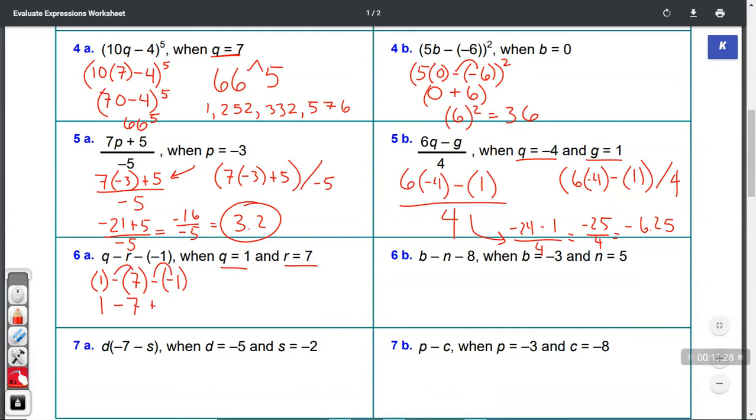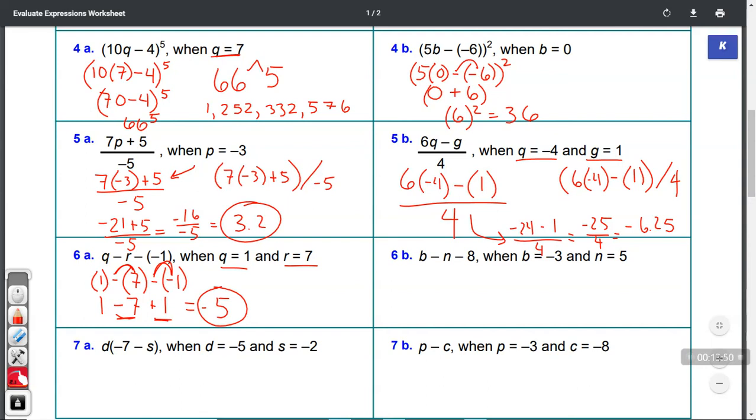Minus negative 1, however, I'm going to change that to plus 1 because, again, negatives make things the opposite. Take a look. The negative made this 7 the opposite. That's why it's a negative 7. The negative made the negative 1 the opposite. That's why it's a plus 1. And in this case here, 1 minus 7 is negative 6. And then plus another 1 is going to give me a negative 5 altogether.